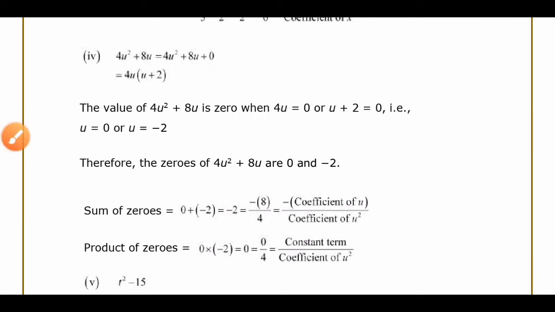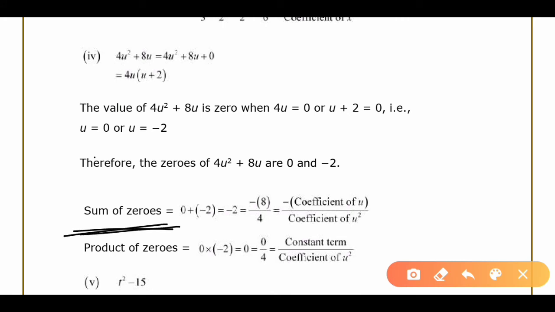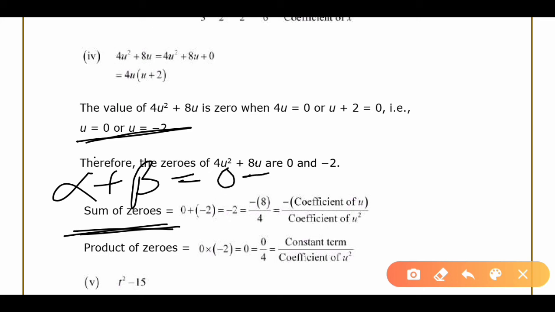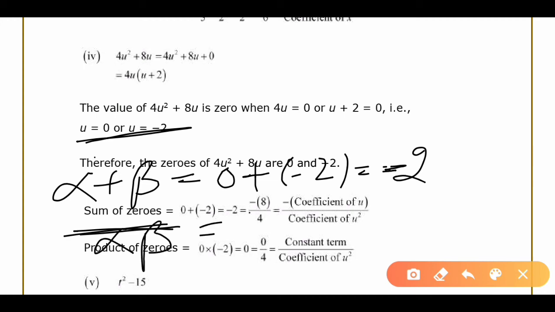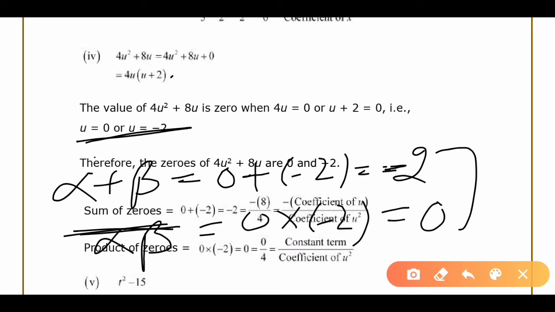Okay, so now we'll find the sum of the zeros, that is alpha plus beta. Putting the values of alpha and beta, 0 plus minus 2, we get minus 2. Next one is the product of zeros, alpha beta, which will be equal to 0 into minus 2, so we get 0. Clear?